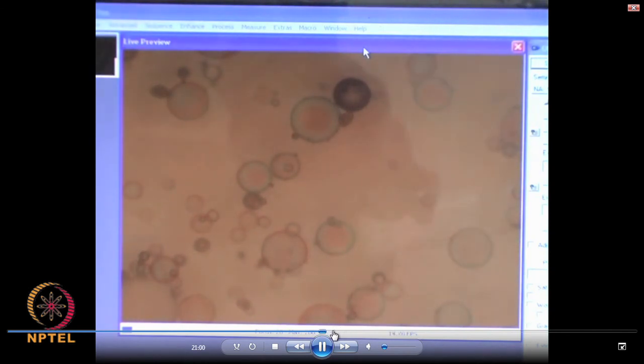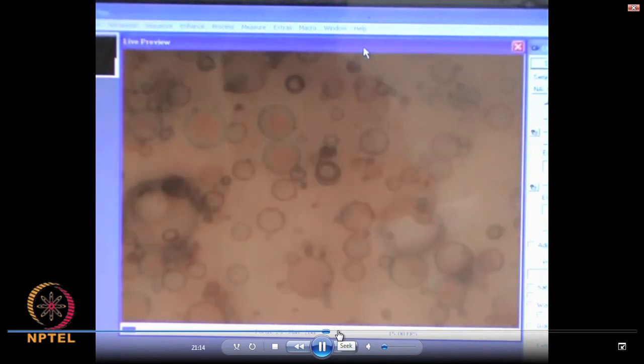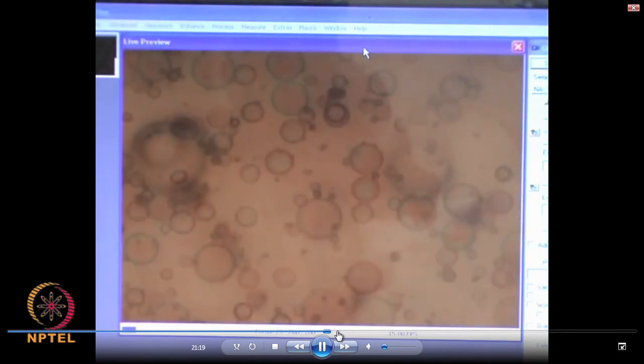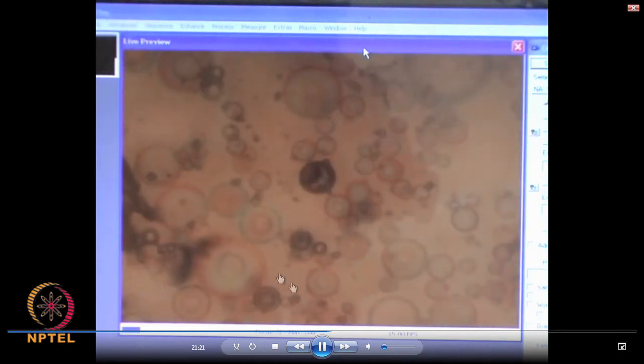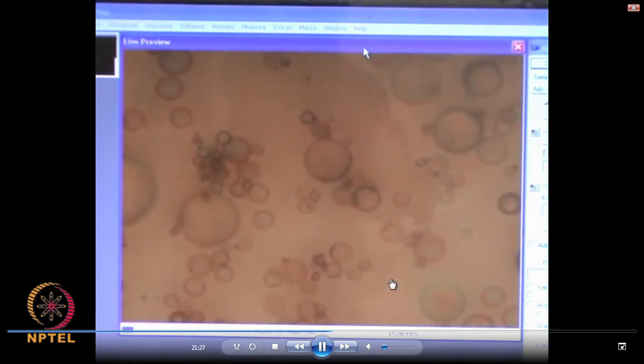We are trying to focus this now, and what you are seeing now is a focused image, and we are looking at other details. What you see as some color rings, halo, is a diffraction halo. It is an artifact, not part of the material feature.